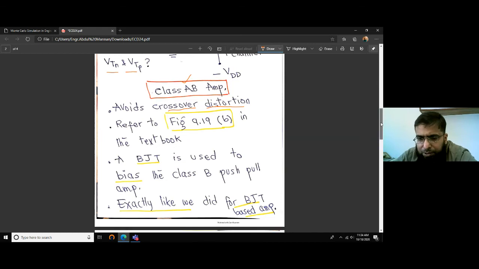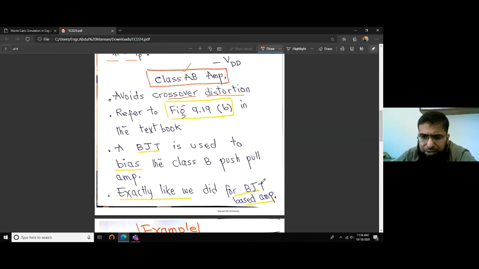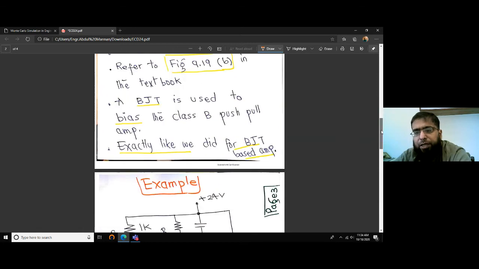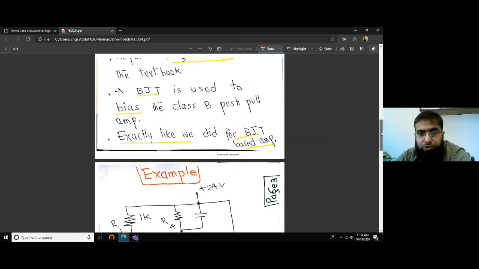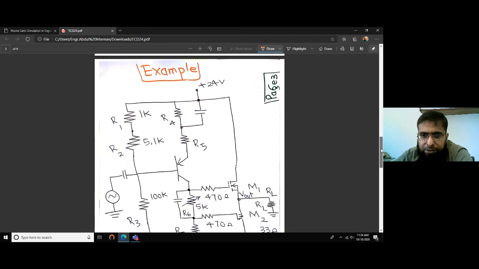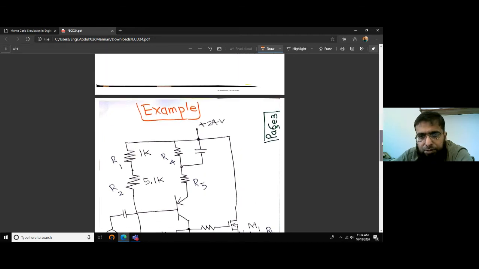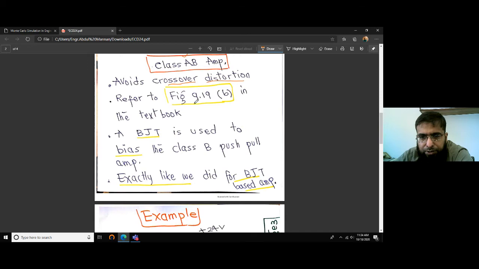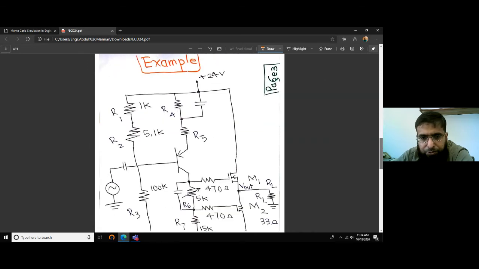This is exactly the same that we did for BJTs. In case of BJT amplifiers, if you remember, we used two diodes to bias the base voltage at 0.7 volt higher than the emitter voltage all the time, so that there is no crossover distortion for the applied AC signal. So this is the circuit that we talked about, given in figure 9.19b in the textbook, and I have drawn it too. This is actually an example we are going to solve.